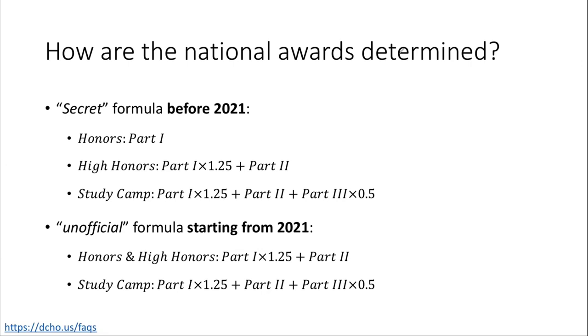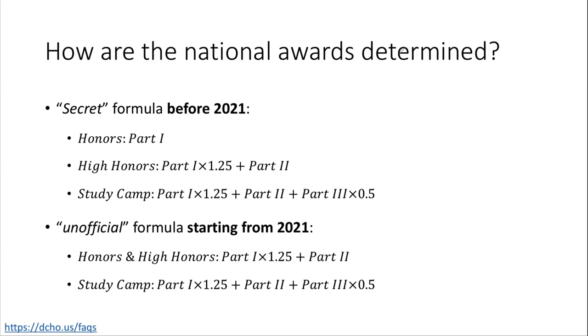Part 2, the original score is 100 points, right? Part 3, the original score is 50 points. So after times 0.5, it gives you 25. So in total, it's 200 points. But obviously, not everyone's Parts 1, 2, 3 are counted, right? When they determine the honor, high honor, and the study camp. So this is also why every year, the number of students who get an honor varies a little bit. Sometimes it's 146, sometimes it's 151, but it's around 150 students because they need to find a cutoff, right? The cutoff may not give you a perfect number of 150 students, right?